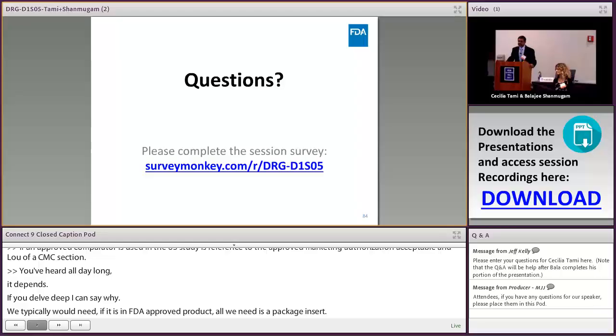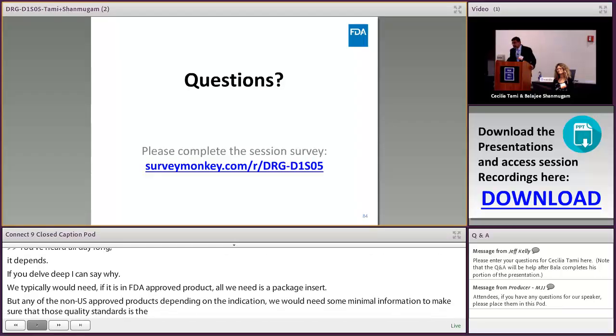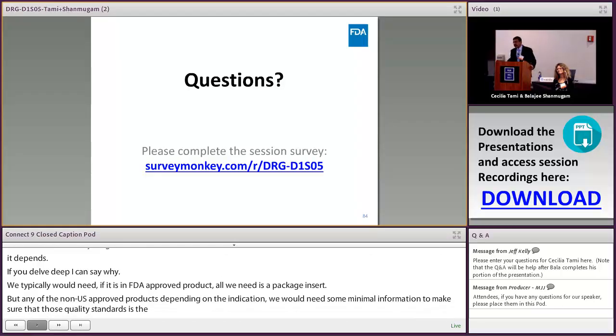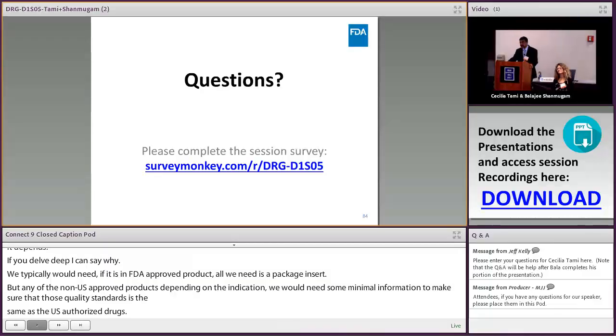If there is an equivalent US approved drug, we prefer that those products be used. But if it's going to be something that's not US approved and it's being brought from outside, we would need some kind of documentation to ensure that the quality standards meet our expectations.